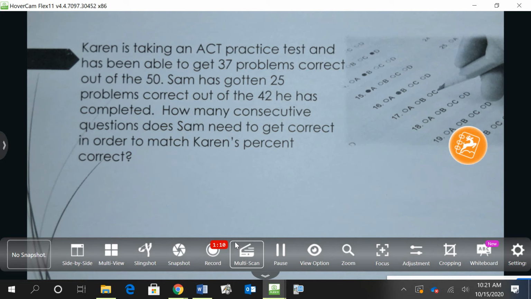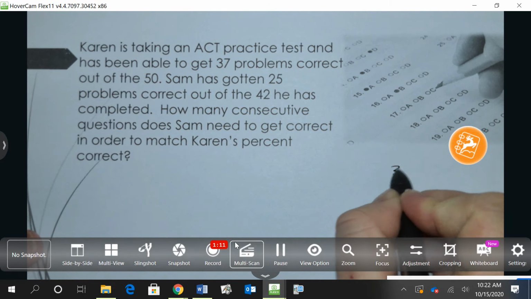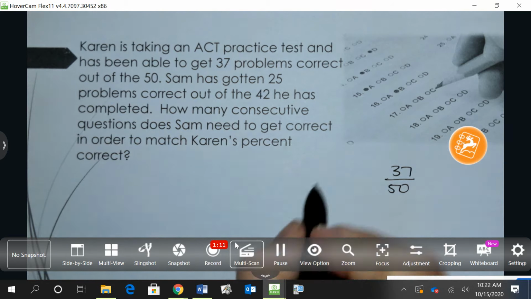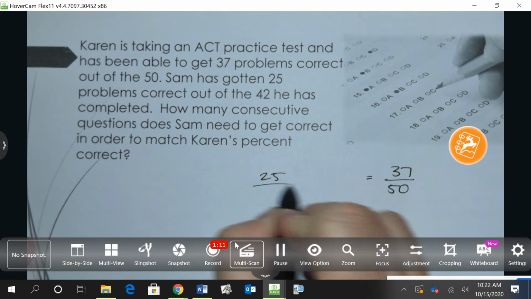How many consecutive questions does Sam need to get correct? So it's the same concept as basketball. For every attempt, moving forward, every consecutive question he attempts, Sam is also going to get it correct. It's like making the basket for every one you attempt. So what does Sam need to do in order to meet Karen? So let's write down what Karen is. Karen is 37 out of 50. We know Sam is only 25 out of 42.